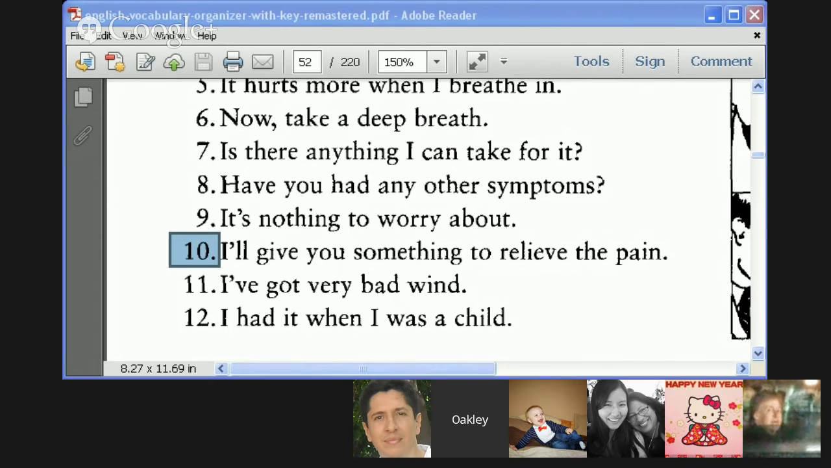Okay, Rolando, number 10. I'll give you something to relieve the pain. Rolando, where are you from? I'm from Cuba, but I'm living in Nicaragua. Oh, great. Well, welcome to the class.